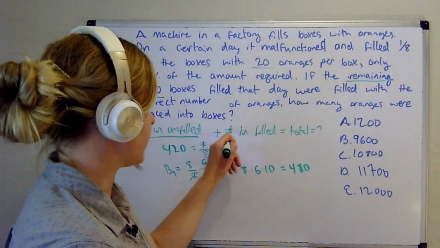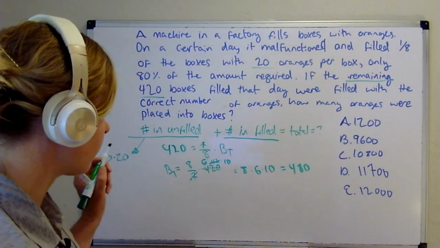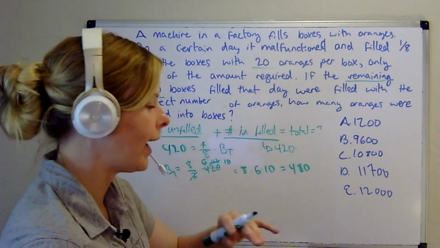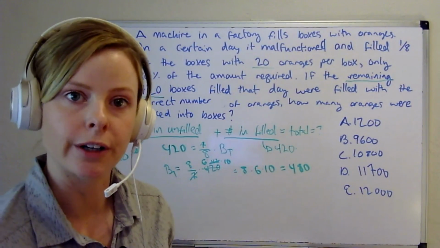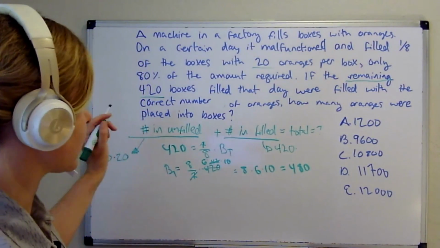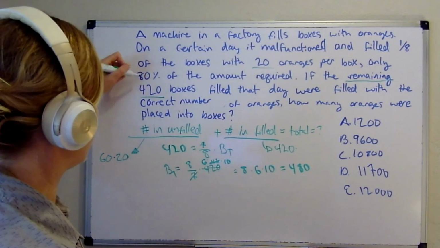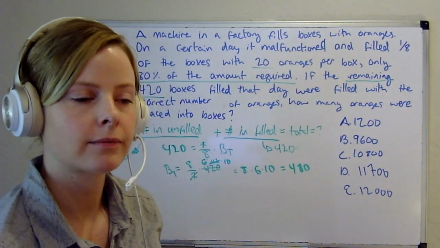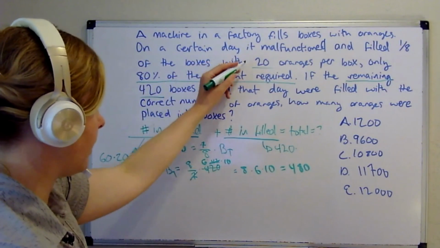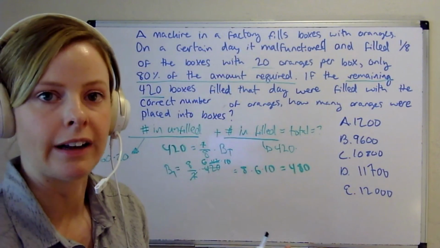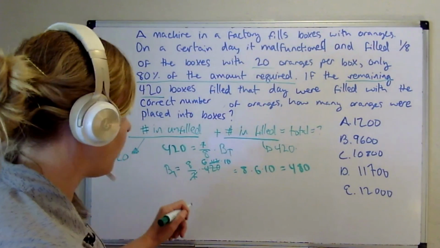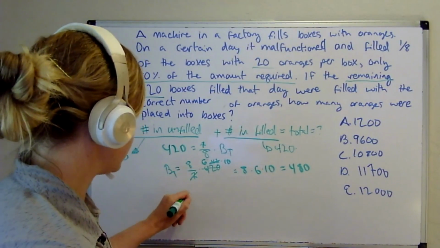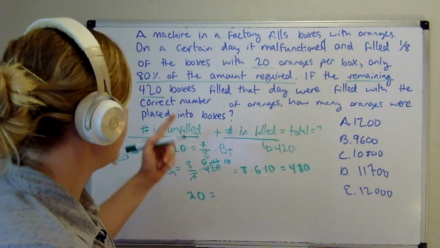Let's go ahead and talk about this number in the filled boxes. Again, we've got our number of boxes here, 420, but I don't know how many oranges went in each of those 420 boxes. And that's where this last piece of information comes into it, where this 20 oranges is 80% of the amount required. So this gives us another opportunity to write a simple algebraic translation, right? Where my 20 is equal to 80% of the total required. So let's just say that 20 is equal to 80%.